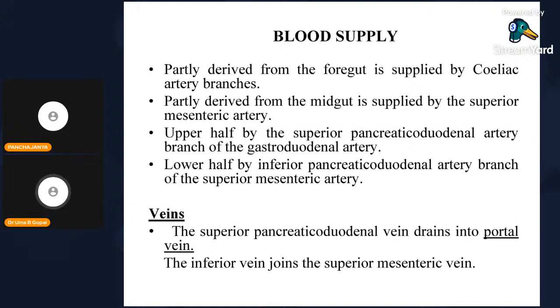So the blood supply of the duodenum may be a question they may ask. It is also a must-know question. Veins: the superior pancreaticoduodenal vein drains into the portal vein. The inferior vein joins the superior mesenteric vein.